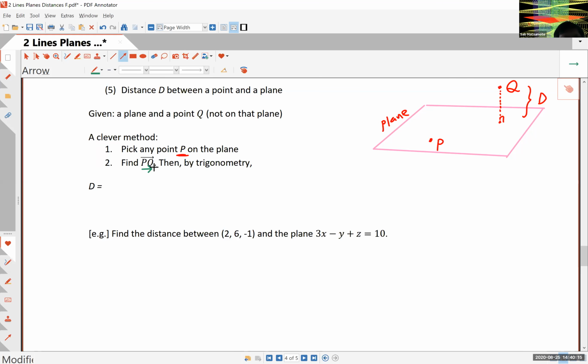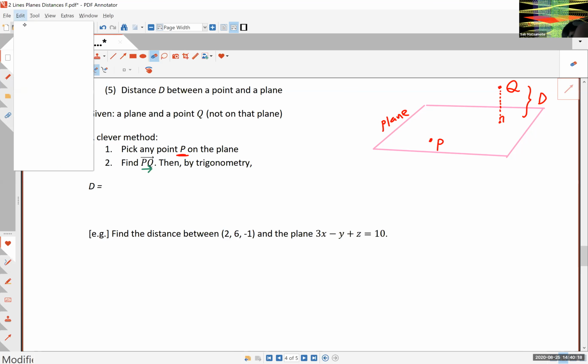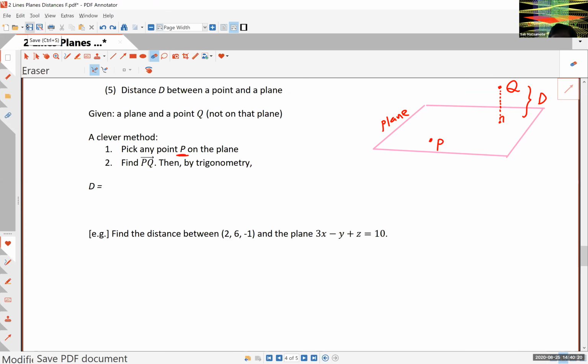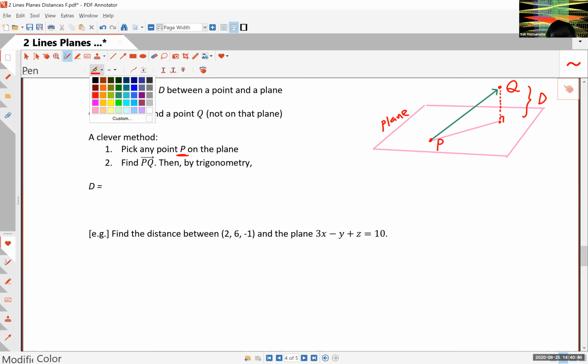And then you find PQ. So I'm going to find the vector PQ that will connect from P to Q. Then use trigonometry to find D. Now, what in the world am I talking about? So here's my line from P to the base point of the projection. And somehow this is going to tell us how to find the distance from Q to the plane, which is denoted with D.